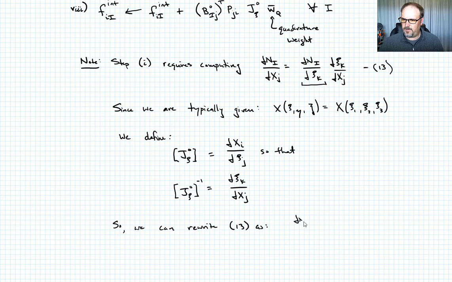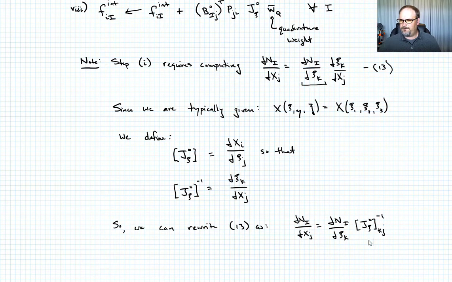We can rewrite 13 as the partial of N_I with respect to x_j equal to the partial of N_I with respect to xi_k, which you can calculate just by knowing the interpolation functions, because you can look them up, times this transformation matrix J naught inverse, which has indices kj. Let's call that equation 14. So that's how you would do that.